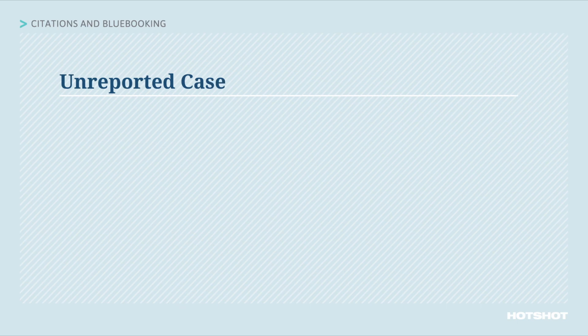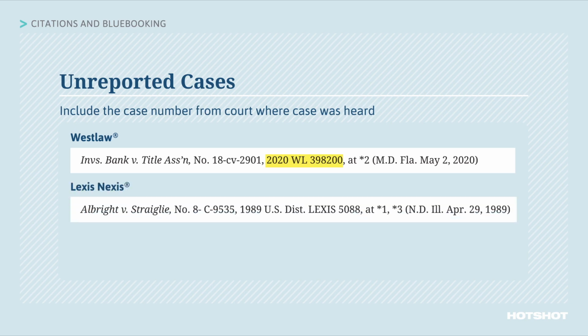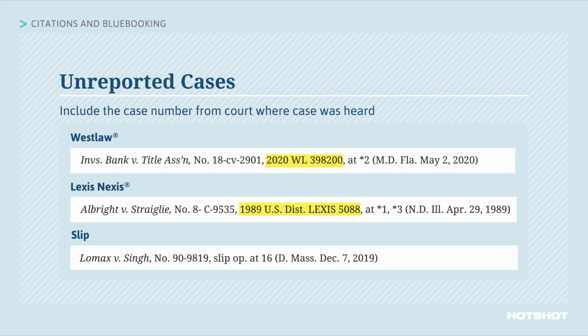For unreported cases, the citation is the same as above, but with a few differences. Since the case isn't reported, you also include the case number from the court where the case was heard. In place of a reporter, you'll cite to the Westlaw or Lexis database number, or the slip opinion. For Westlaw, it's the year, WL, and then a number. For Lexis, it's the same except with an abbreviation for the jurisdiction, Lexis, and then a number. And for a slip opinion you pulled from a case docket, you say slip op.